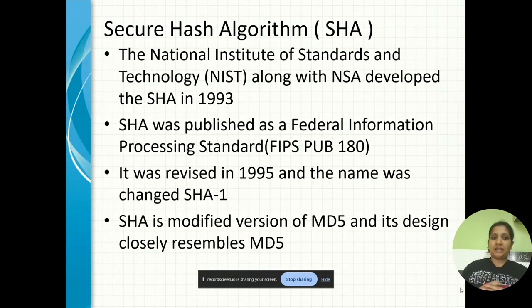So let us see the next, that is Secure Hash Algorithm, SHA. The National Institute of Standards and Technology, NIST, along with NSA developed the SHA in 1993. SHA was published as a Federal Information Processing Standard, that is FIPS PUB 180. It was revised in 1995 and the name was changed to SHA-1. SHA is a modified version of MD5 and its design closely resembles MD5.